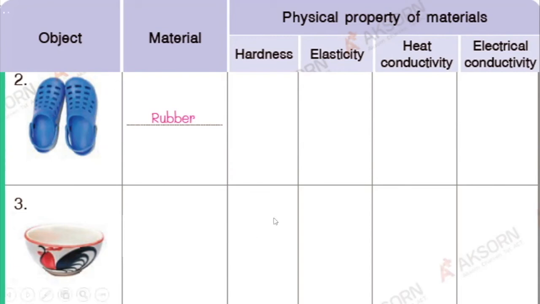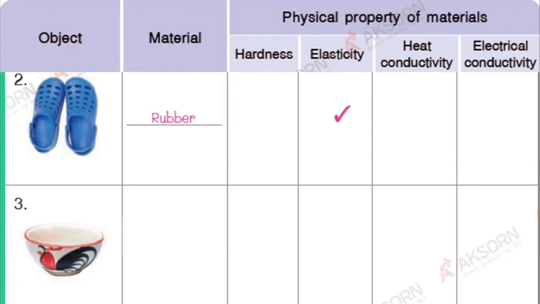Okay, and now the physical properties of rubber. Is it hard? No, it can be stretched. We can stretch a slipper, we can stretch rubber. So we have elasticity, right? The property of elasticity. Okay, tick it. And what about heat conductivity and electrical conductivity? It does not conduct heat and does not conduct electricity.